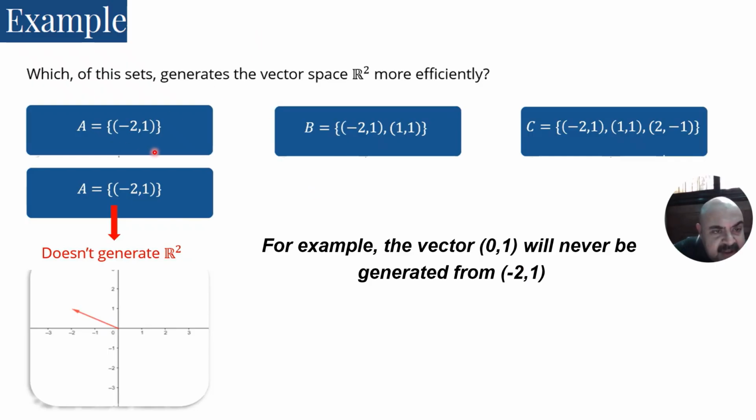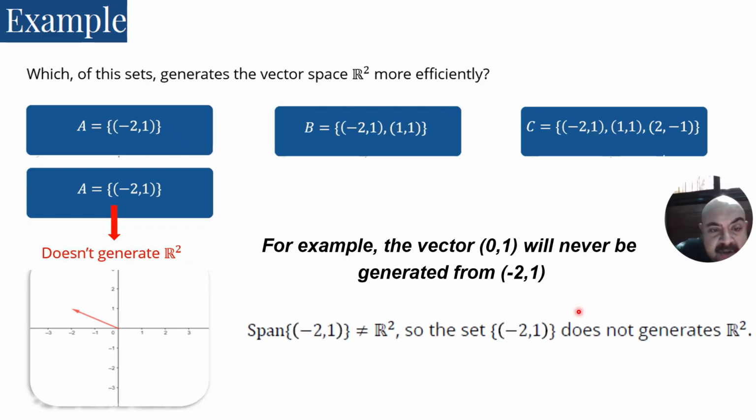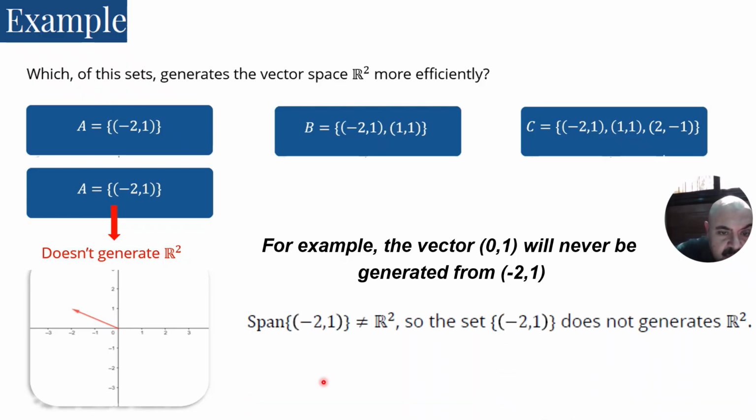For example, if this is the main set -2 and 1, and you multiply it by any scalar, you will never be able to get the vector, for example, 0 and 1, or 1 and 0. 0 and 0, you can get by multiplying -2 and 1 times 0. You can get multiples of these coordinates as vectors belonging to this set, but you can't get 0, 1 and 1, 0. So simply, they will never be generated from -2 and 1. And so the span doesn't equal R2, so the set doesn't generate R2.